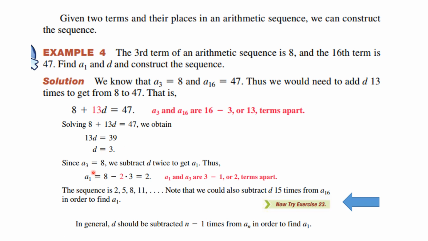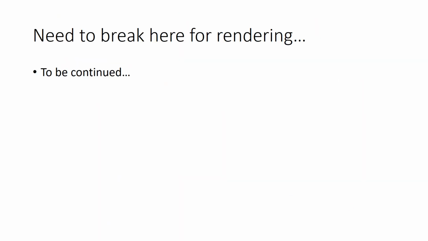Now, a3 was 8, but to get back to a1, we had to subtract d twice. And so we do that, and we find out that a1 then has to be 2. So now we know a1 is 2, and we know that d is 3, so we can write the sequence this way. Here's an exercise to try to test your understanding.